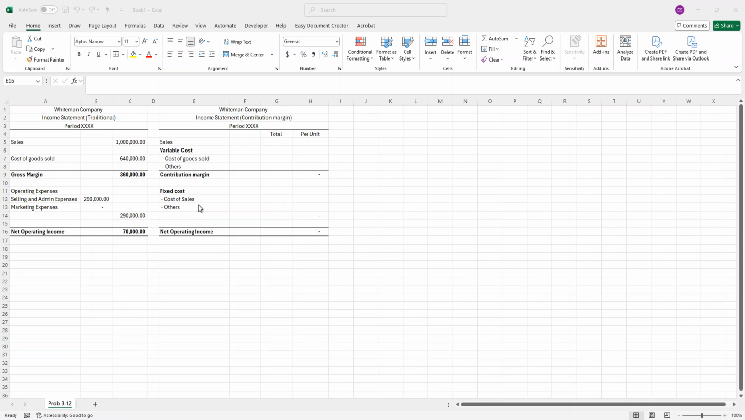Whereas on the other side, the fixed cost is something that remains constant as a total amount. So when we look at the fixed cost, any cost, it doesn't matter if it's manufacturing overhead or non-manufacturing expenses, anything that's fixed in nature as a total, we will list at the bottom and we call them fixed expenses.